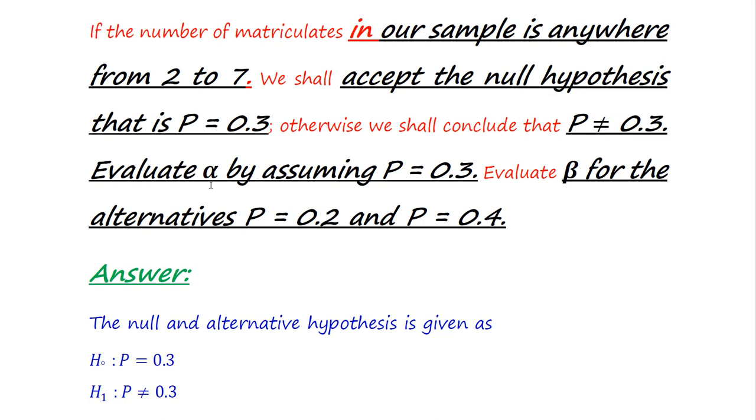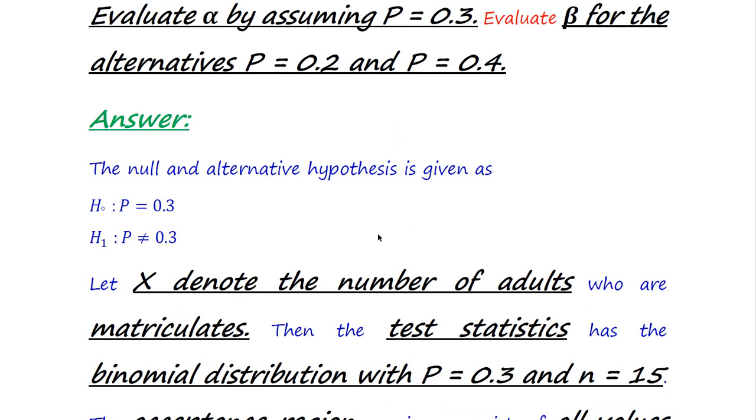Evaluate alpha, which is the mathematical notation of type first error, by assuming P is equal to 0.3. Evaluate beta for alternatives P is equal to 0.2 and P is equal to 0.4. Here is the answer. First we solve type first error, which is represented by alpha. The null and alternative hypotheses are given as H0: P is equal to 0.3, H1: P not equal to 0.3.